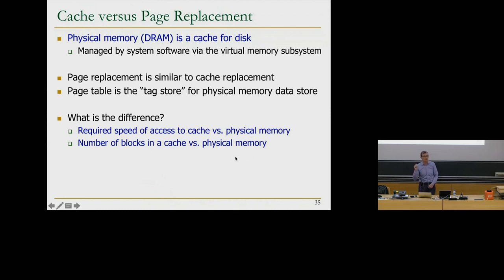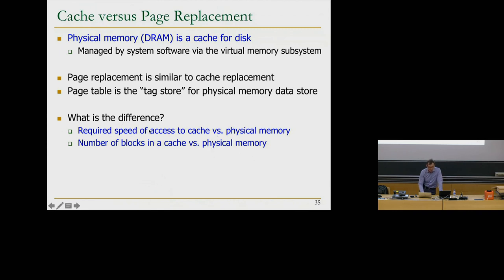In the example that I showed you, even with a 2 GB memory, I think it was 4 GB memory, you get 1 million cache blocks, 1 million pages. You don't normally have 1 million pages in a processor cache. It's actually much smaller. So that actually impacts the replacement also.